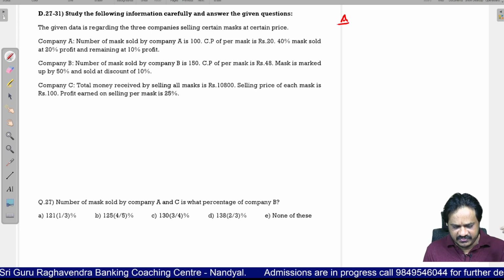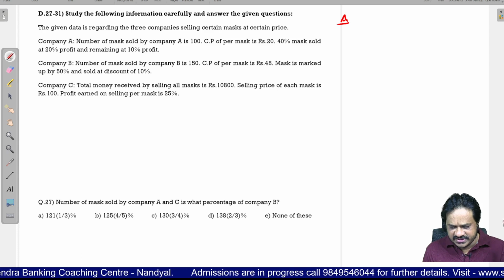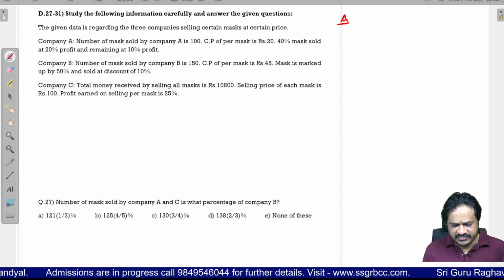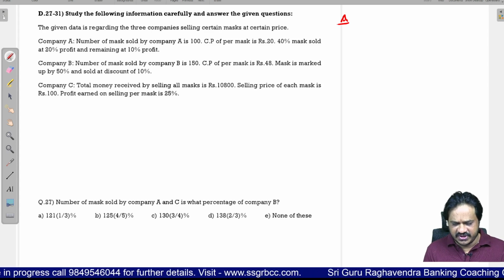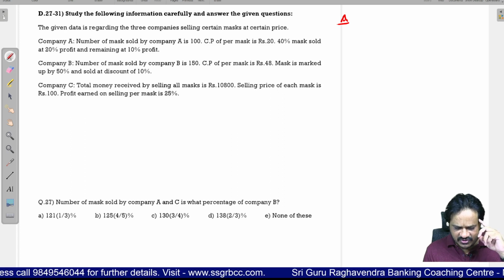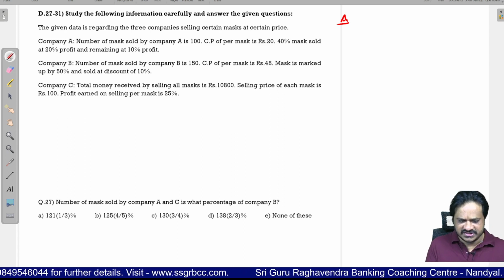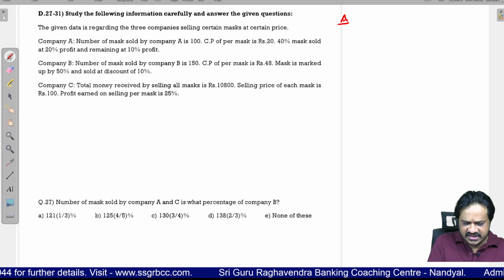In company B, the number of masks sold by B is 150. Cost price is 48. Mask is marked 50% above and sold at 10% discount. Company C, total money received by selling all masks is 10,800. Selling price of each mask is 100. Profit earned is 25%. Now let us see this data analysis.